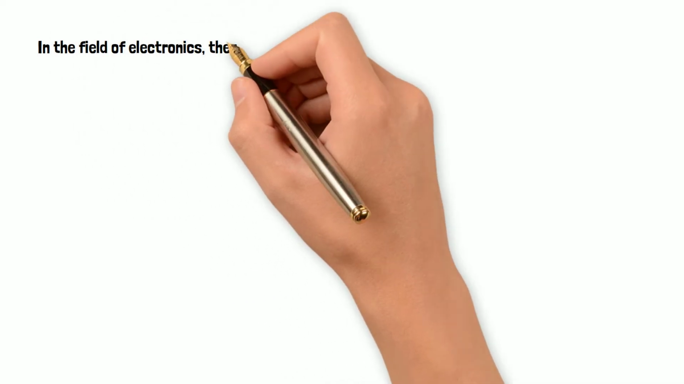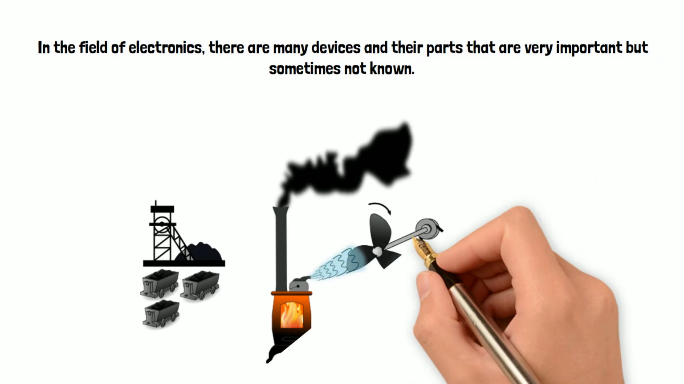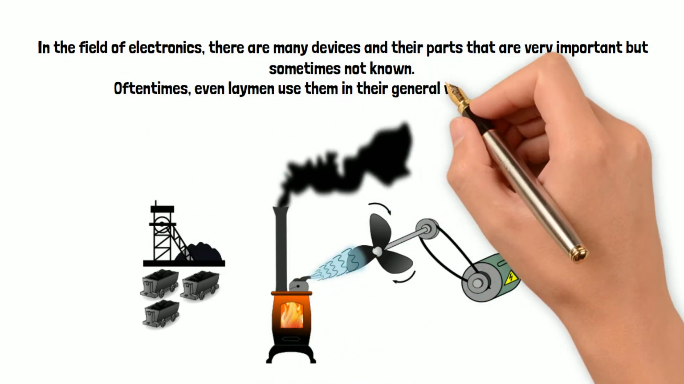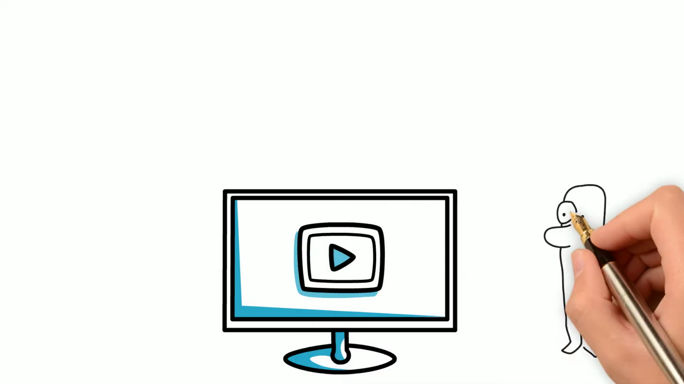In the field of electronics, there are many devices and their parts that are very important but sometimes not known. Oftentimes, even laymen use them in their general vocabulary, but have no idea what they are. In this video, we will be taking a look at one of these electrical parts and their types.